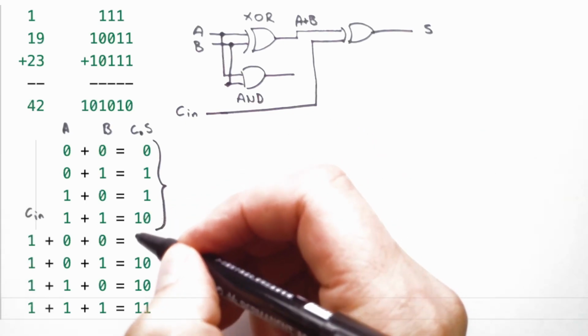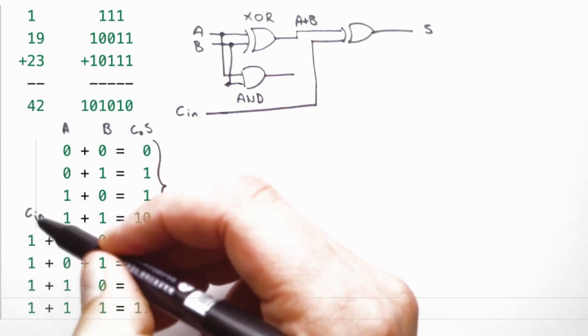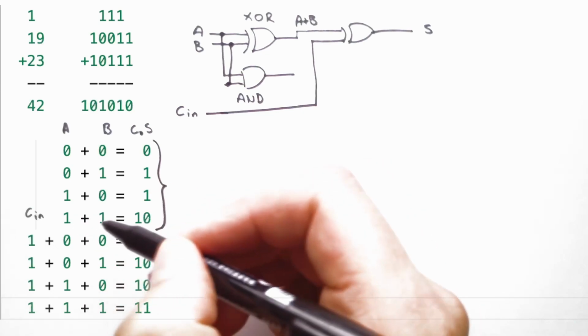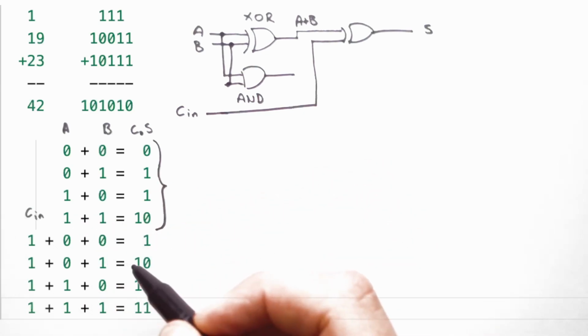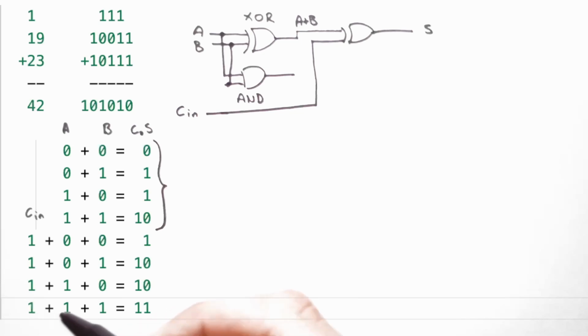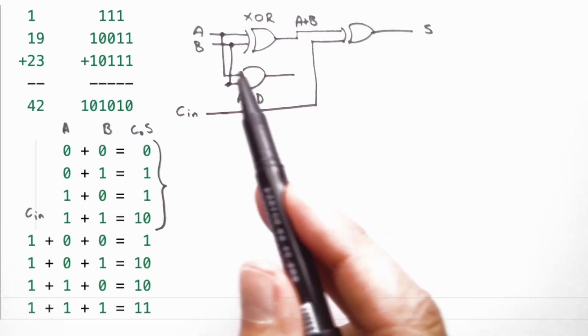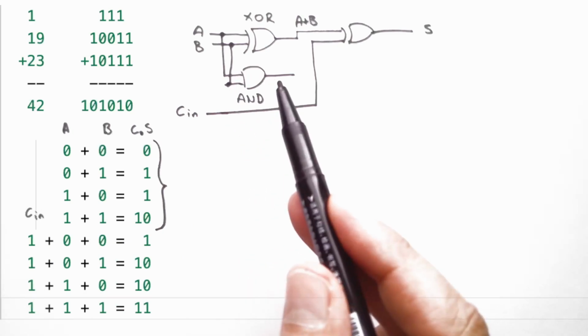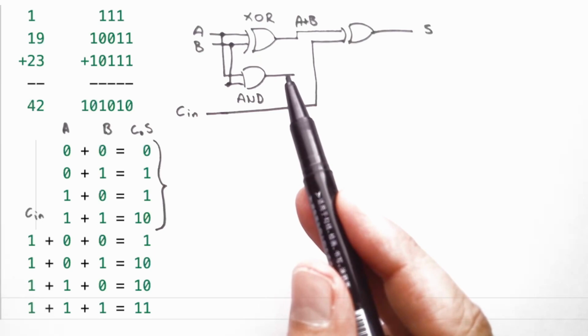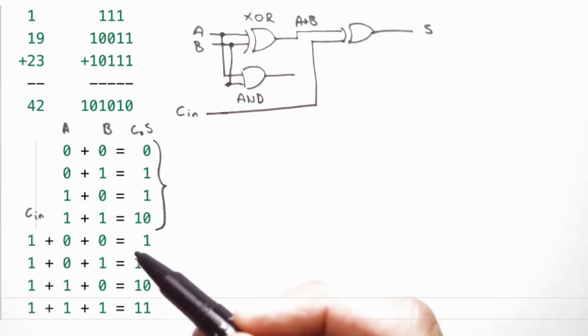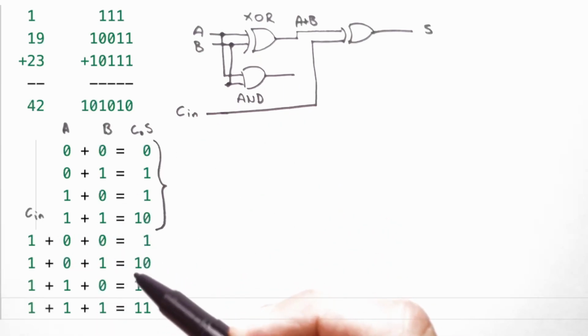So how do we do the carry out column? Well, if carry in is a 0, it was just A and B. But down here, if carry in is a 1, it's also A and B. So it doesn't matter what the carry in is. If A and B are both 1s, then we'll get a carry out here. But we also need to account for these two cases.